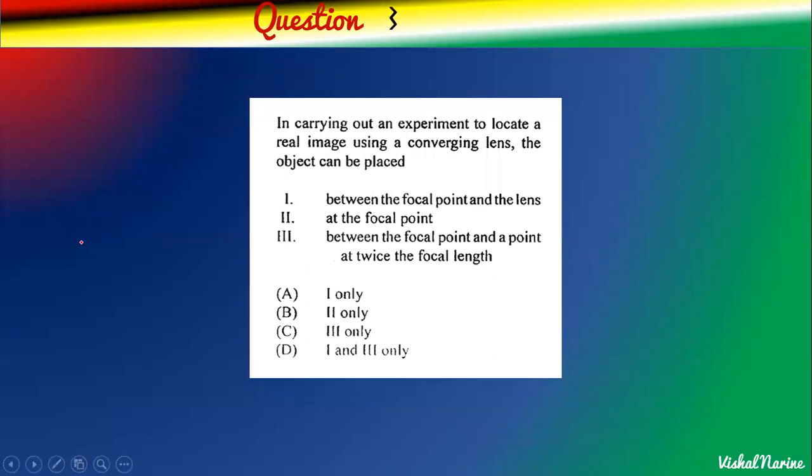So we go to question 3. This question is based on the topic lens, and it asks where do we place the object if we want to locate a real image using a convergent lens? Some of you are still sending in responses, so I'm going to give you a chance to attempt, and then I give you the answer.